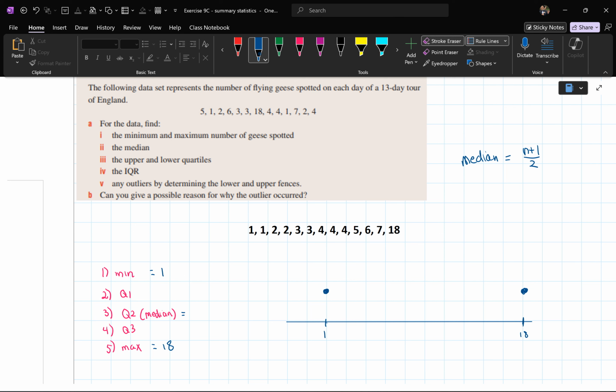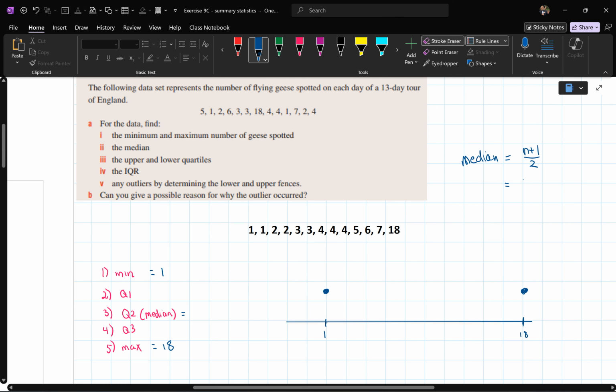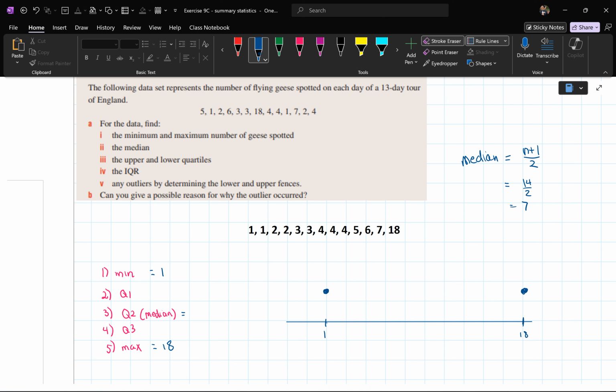So how many numbers do I have? I've got a 13-day tour, so there's 13 numbers here. If I add 1 to it, 13 plus 1 gives me a total of 14. 14 divided by 2, 7. So your median is not 7, but it's in the 7th position if you order it.